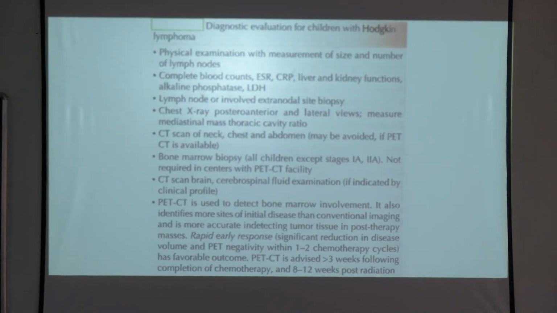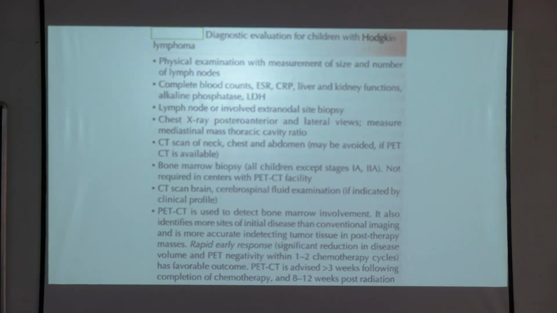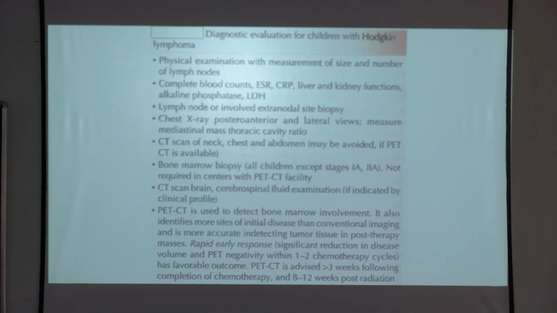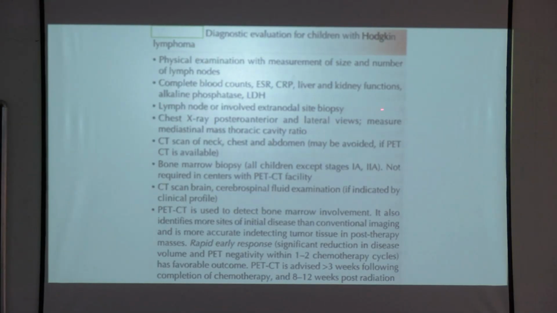So how do you diagnose? First, physical examination. Second, you can do CBC, ESR, CRP and sodium, potassium, urea, creatinine, liver, kidney functions. Most importantly is the chest X-ray you have to do to measure the mediastinal mass and thoracic cavity, because the superior mediastinal syndrome and other cervical lymphadenopathy are very common in Hodgkin's lymphoma. You have to do CT scan of the neck, chest and abdomen.